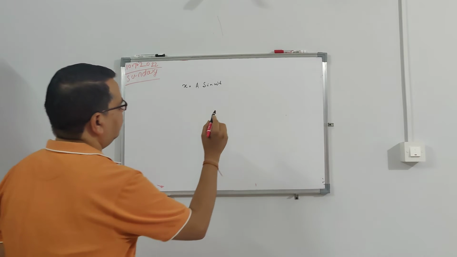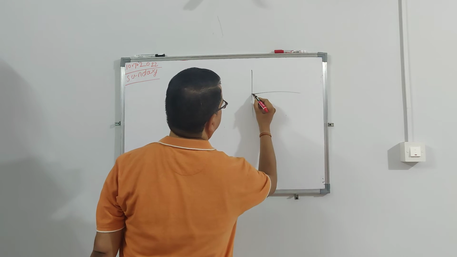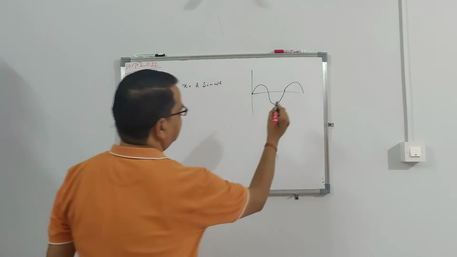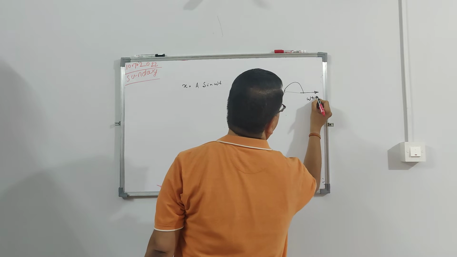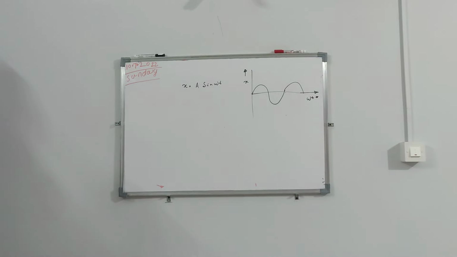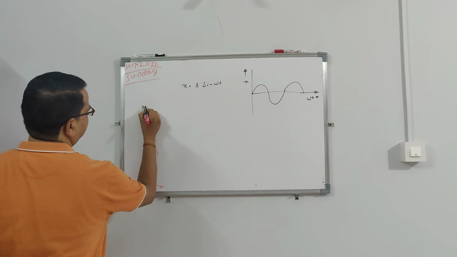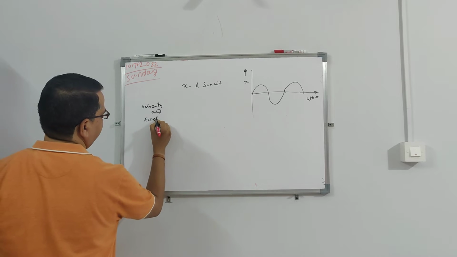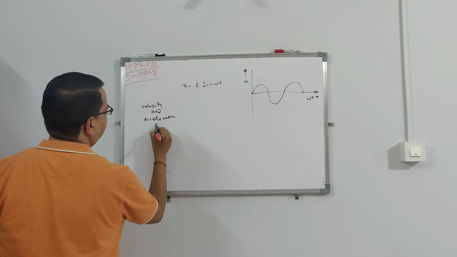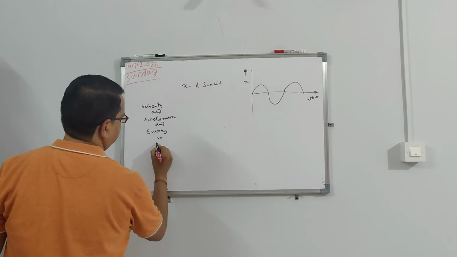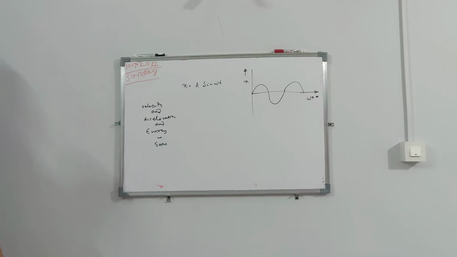So what does it represent? It is something like this, this is my sine curve. On the x-axis I have omega t, and on the y-axis I have the displacement. So x is equal to a sin omega t. Then the numericals will be related to velocity, acceleration and also energy, kinetic energy and potential energy, energy in SHM. There can be many numericals related to this.